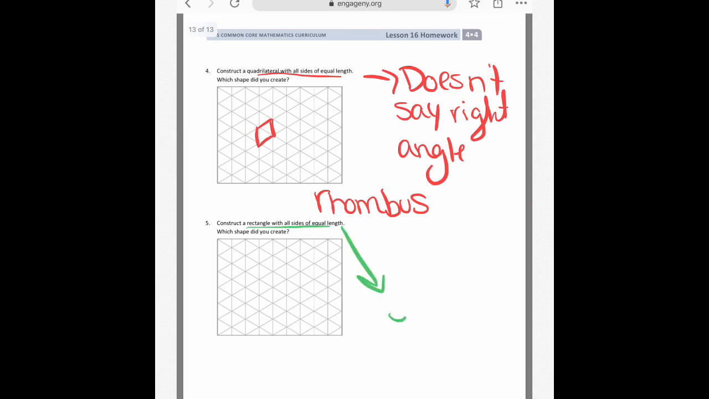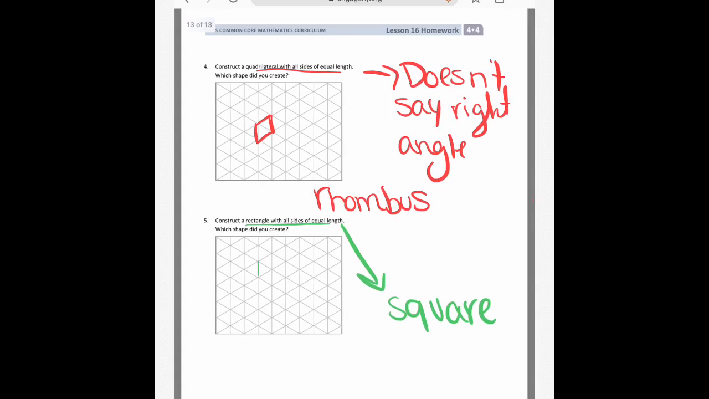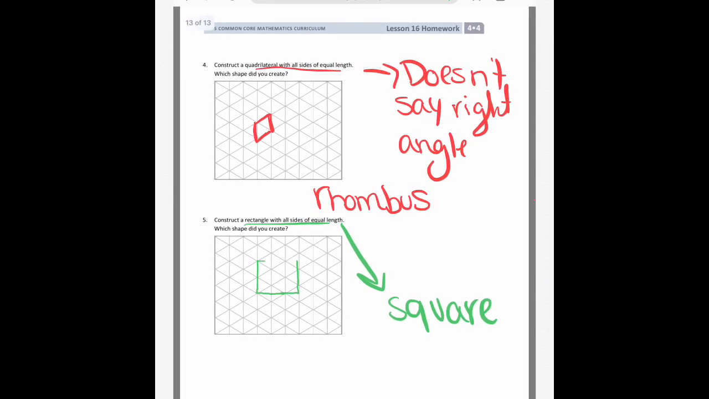Well, rectangle means 4 right angles and opposite sides are parallel, which means, and if they're equal length, that means it has to be a square. So it's kind of difficult to draw on this paper, so just give me a second. 1, 2, no, I think I messed up. Nope, too far. Not a square. Okay, let's start over. That looks too much like a rectangle.